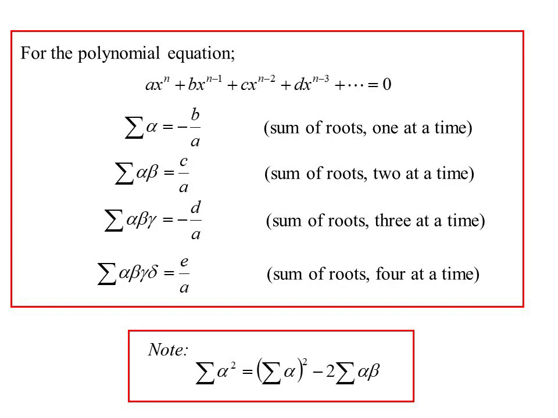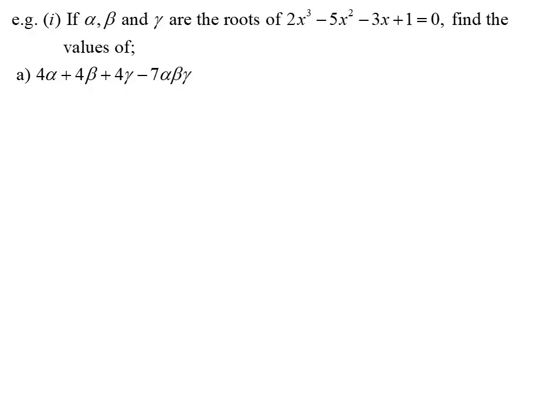So let's do some which are not quadratics. Alpha, beta and gamma are going to be the roots of this cubic. For some insane reason, they want us to find 4 alpha plus 4 beta plus 4 gamma minus 7 alpha beta gamma. What use it is, I have no idea. Let's find the basic information. Sum of the roots one at a time would be 5 on 2. I'm still going to find 2 at a time because that'll come in handy for some questions later on. That'll be minus 3 on 2 and 3 at a time minus a half.